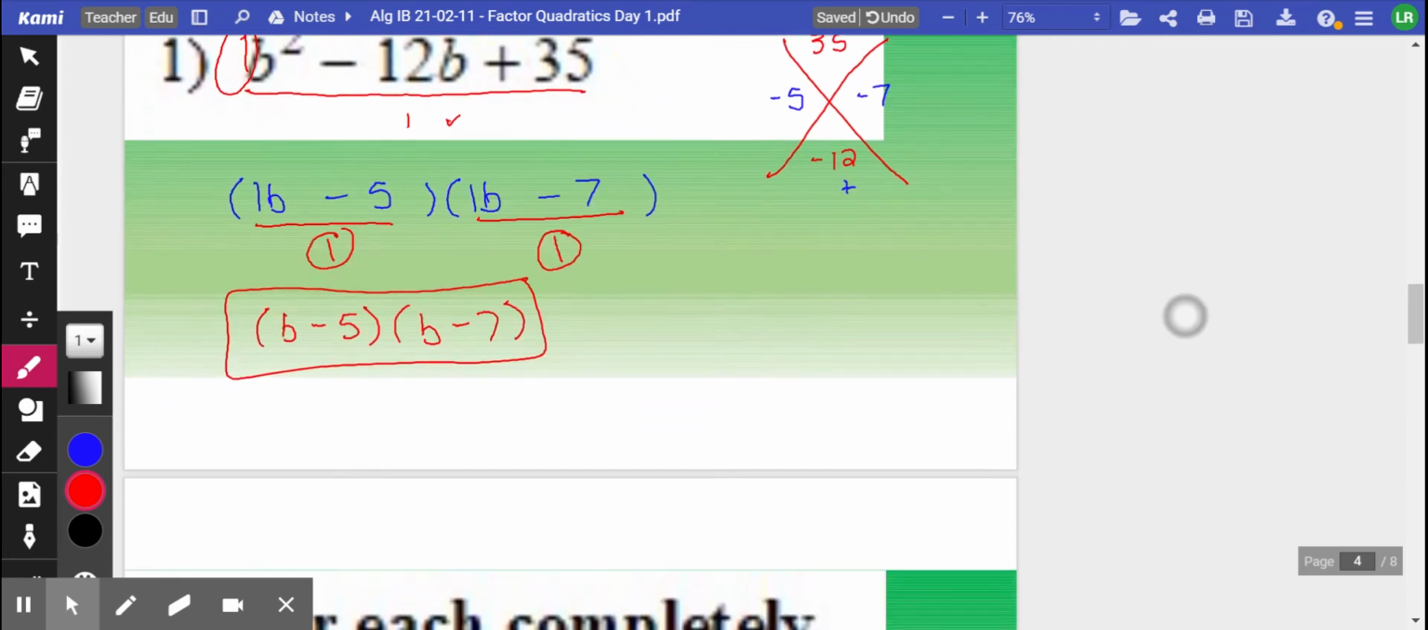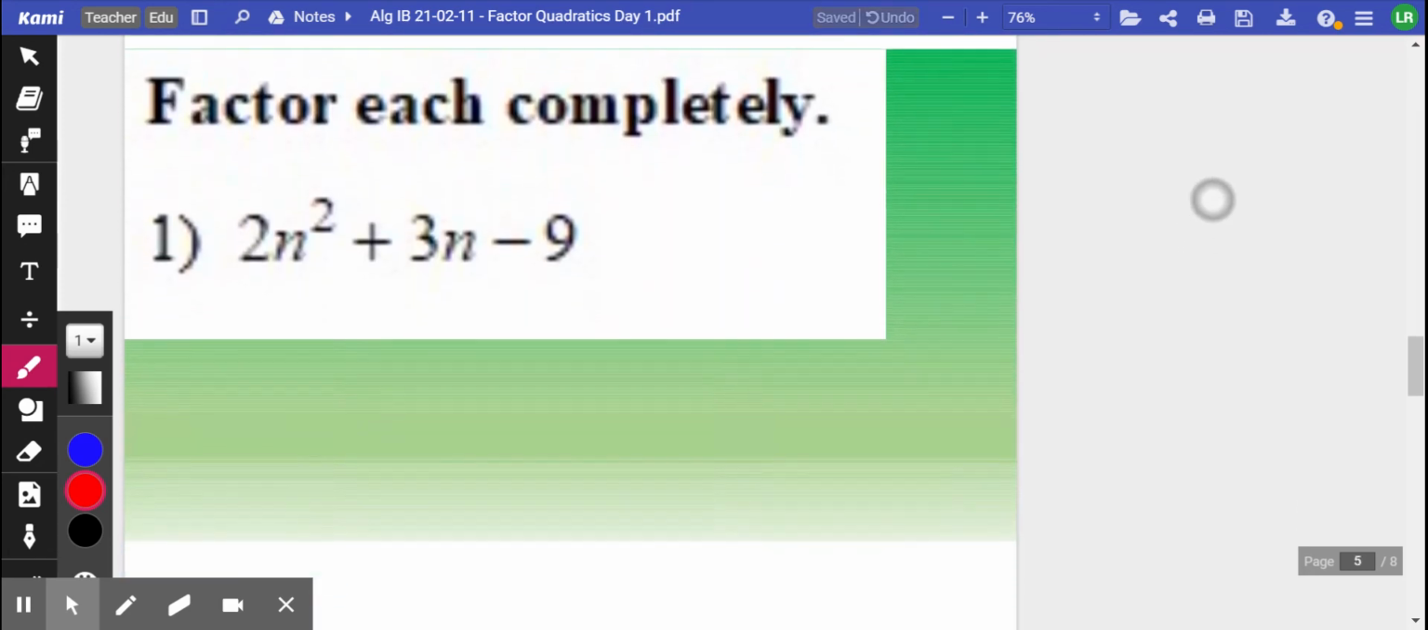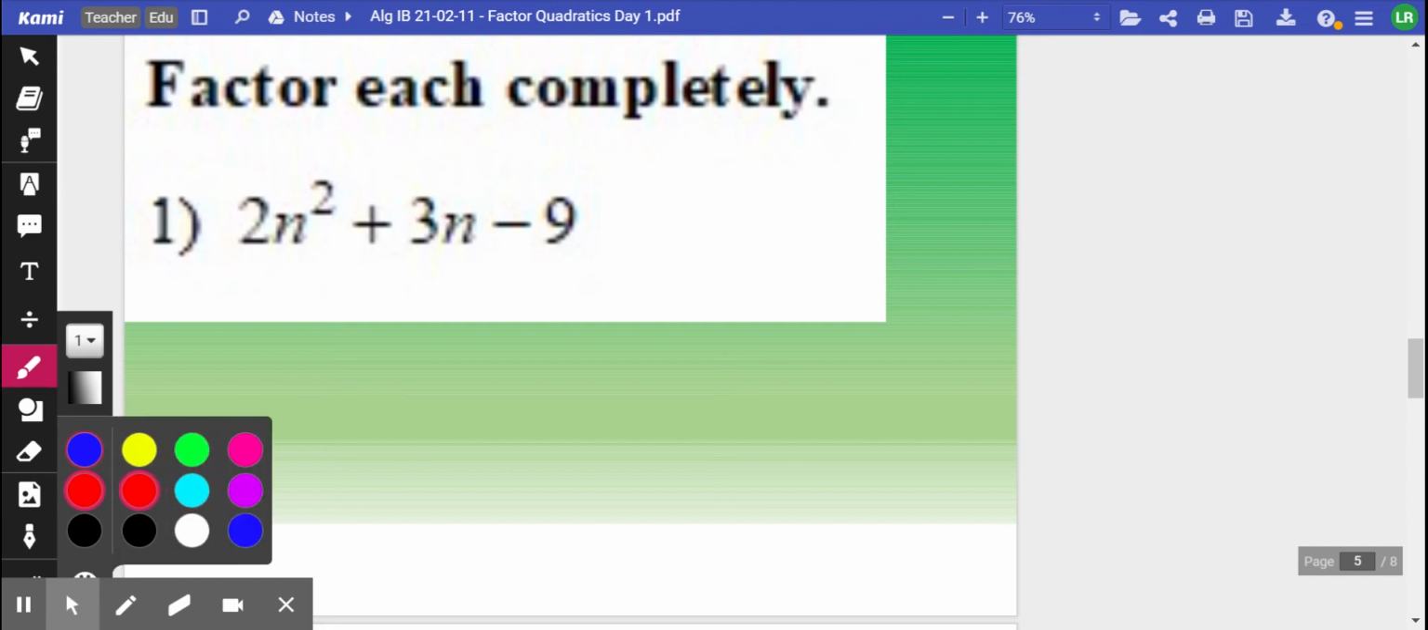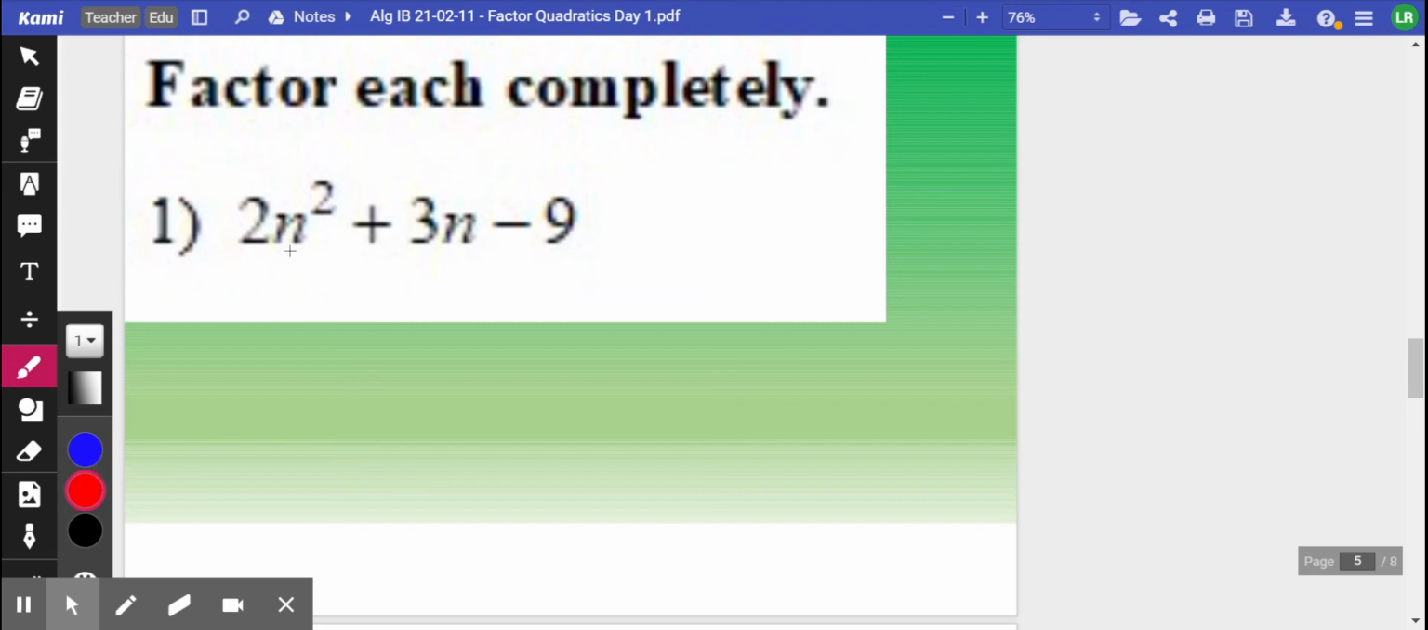Okay, let's look at another one. It's not going to make sense right away. So let's look at this one. Got 2n squared plus 3n minus 9. So 2, 3, and negative 9. Smallest number is 2, okay? And I cannot divide those other numbers by 2. So when it's done, okay?